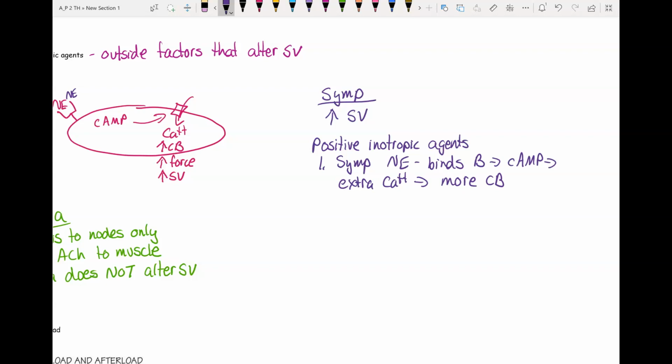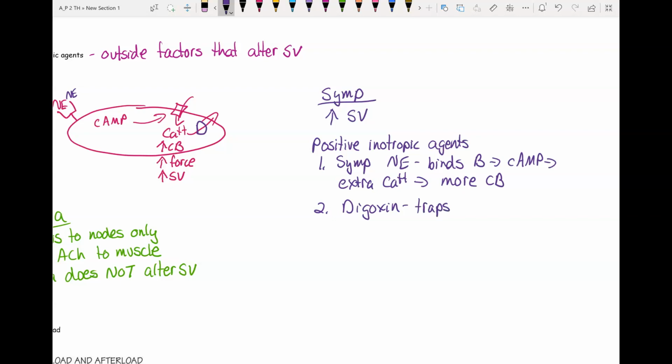Okay, another positive inotropic agent is one you already know, digoxin. Remember, it traps the calcium inside. The calcium can't get back out. Under normal circumstances, the calcium comes in and then it goes back out. So with each heartbeat, that calcium is constantly moving in and out. But if you have digoxin here, the digoxin blocks the exit. It traps the calcium inside.